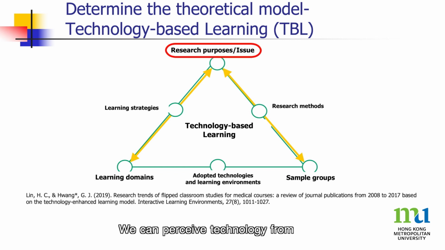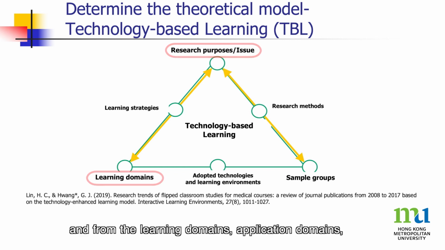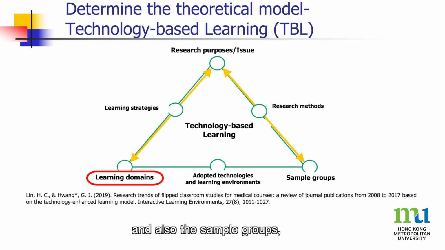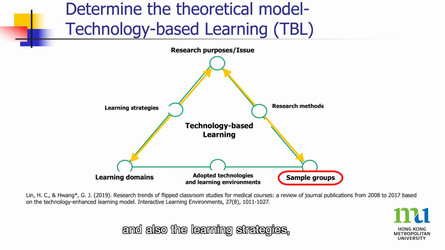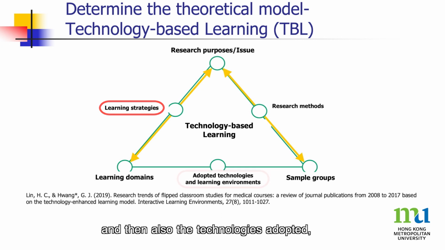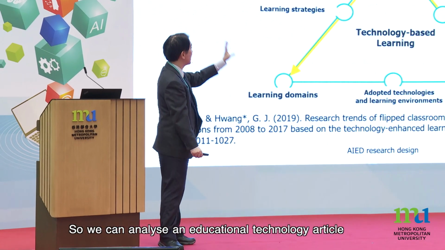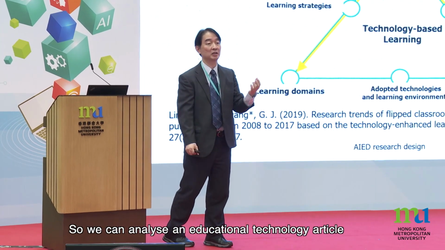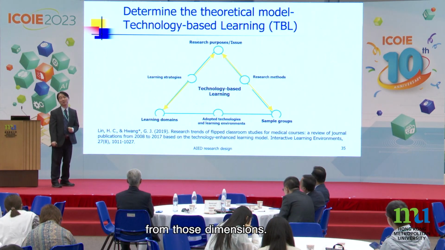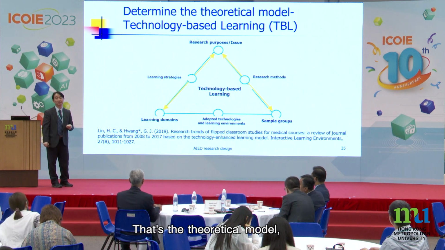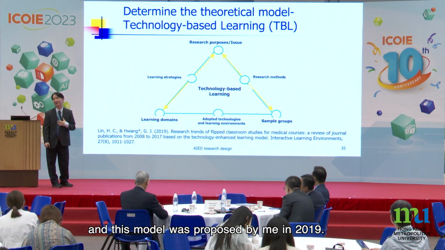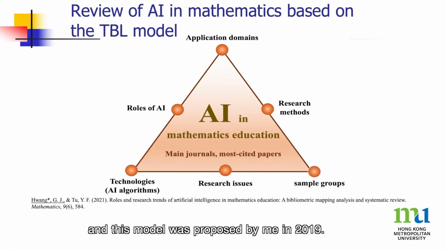We can perceive technology from the research purpose and issue, and then from the learning domain, application domain, and also the sample groups, and also the learning strategies, and also the technology adopted, and also the research methods used in the article. So we can analyze an educational technology article from those dimensions. That's the theoretical model, and this model was proposed by me in 2019. So this is an example of using this model for conducting a review.